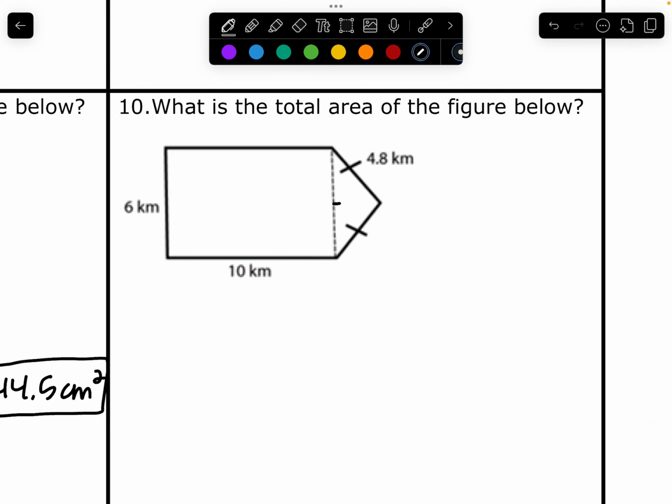Oh, and real quickly, I'm so sorry. To find the height, you would have to use the Pythagorean theorem, and that should give you 3.746 for the height of that triangle right there.